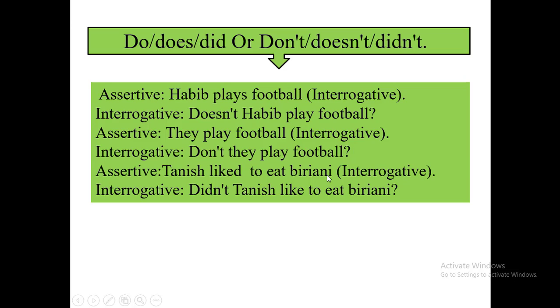Tanish liked to eat biryani. Make it interrogative. It is also an assertive sentence, but it is written in past tense. Then you have to write first did. That means didn't, because we have to make it negative interrogative. Didn't Tanish like to eat biryani? If you write did, then you have to make the verb present tense. That's why you have to write like, because did stands for the past tense.